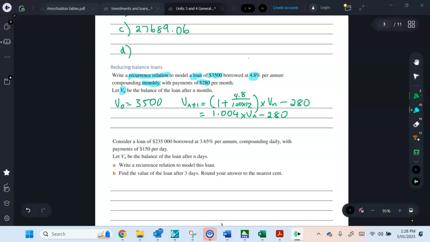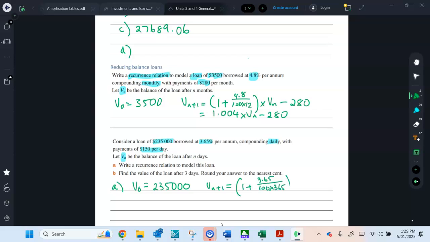All right, next question. Consider a loan of $235,000 borrowed at 3.65% per annum, compounding daily with payments of $150 per day. And we're using V again. It's not always going to be V. For question A, we're going to write the recurrence relation. So V0, our starting value, is 235,000. And then our value of R is 1 plus our annual interest rate, 3.65 over 100 times 365. And then we're making repayments of $150.